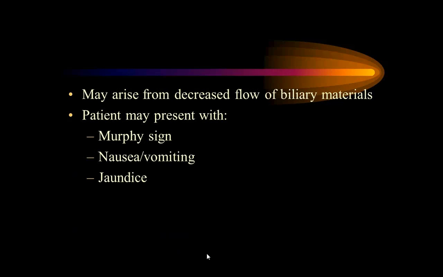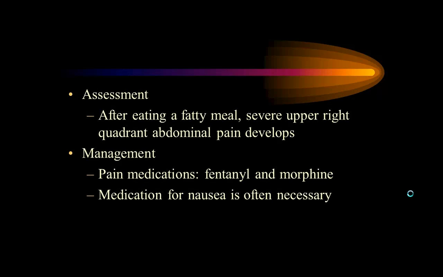They have Murphy sign. Again, what is Murphy sign? We just talked about this. So you have them out, you push into the upper quadrant, then you have them breathe in again, and if they jump off the bed or punch you in the face, that's a positive Murphy. So it's pain if you're pushing in the right upper quadrant. All right, nausea, vomiting, and jaundice, and all that stuff. Fatty meals, right upper quadrant, management, stop. Don't let them eat anything, pain medicine, transport, and all that stuff.